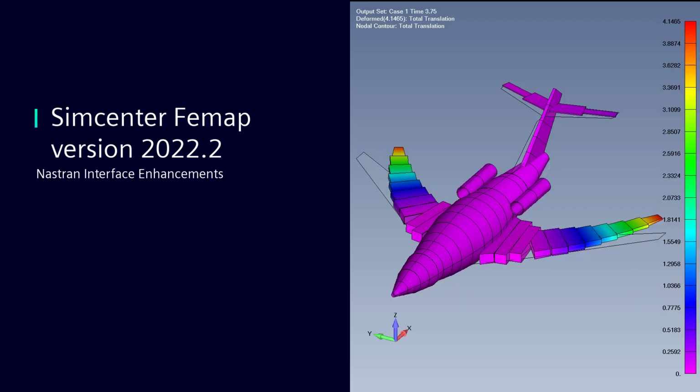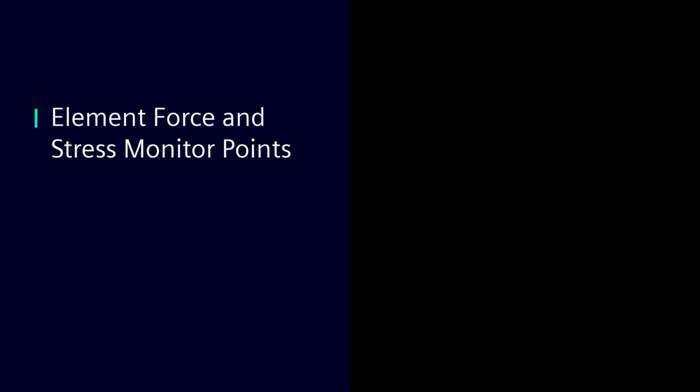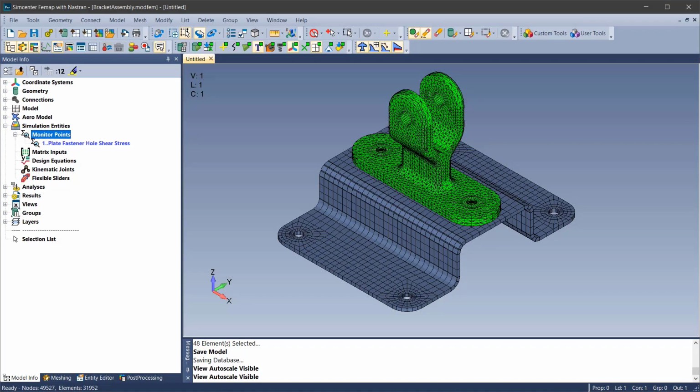Simcenter Femap version 2022.2 continues to enhance its interface to the NASTRAN solver. This version includes two major enhancements: monitor points and aeroelastic dynamic response. Monitor points are used to define output for selected nodes, elements, and aerodynamic control points. Simcenter Femap version 2022.2 adds support for element monitor points, where outputs of stress, strain, and force can be requested.